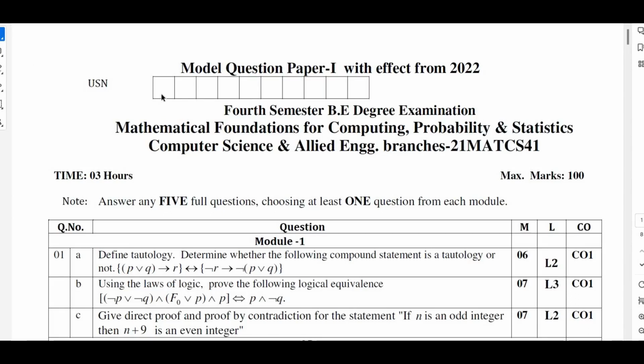In this video I am going to discuss the solution for model question paper 1, effective from 2022, for the 21 batch, 4th semester BE degree examination. The paper title is Mathematical Foundation for Computing, Probability and Statistics, for Computer Science and Allied Engineering branches, with the subject code 21MATCS41. So my dear students, I will be solving this model question paper.